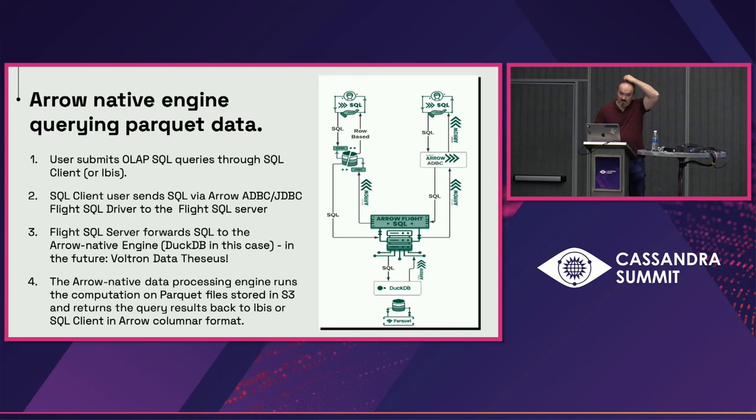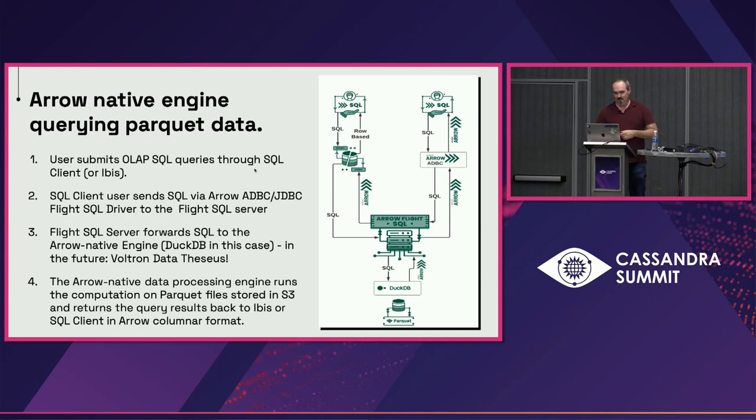All right, so once you've exported the data, now you need to be able to query it, of course, right? So you need a data engine that's really good at OLAP. For this proof of concept, we use DuckDB. And the really cool thing about DuckDB is it speaks Arrow very, very well. So it talks to the Arrow ADBC and JDBC drivers within the Arrow format, which is columnar.